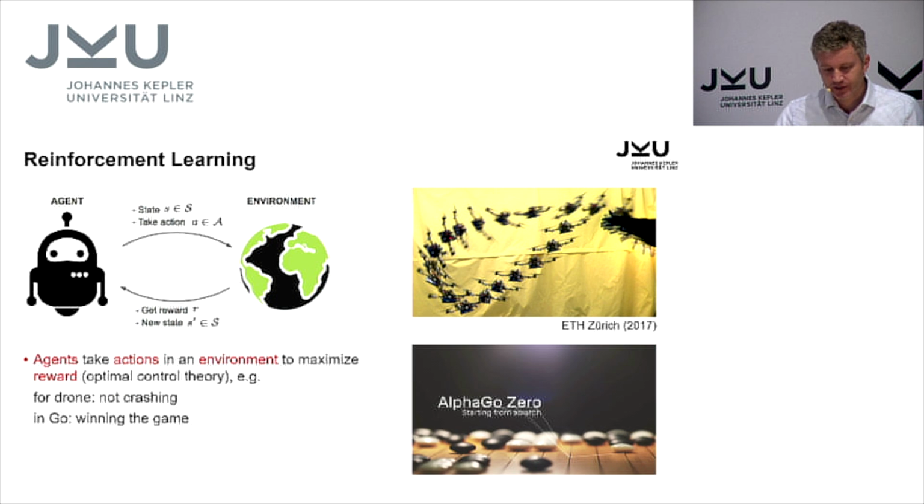Another subfield which is extremely important and dynamic in the last years is the field of reinforcement learning. This is where an agent takes actions in an environment trying to maximize the reward. It's related to the field of optimal control theory. So for instance, a drone, you would like it to not crash. You can see it in the top right picture. The drone is thrown in the air and it tries to stabilize itself. And in the game of Go, the reward is winning the game.